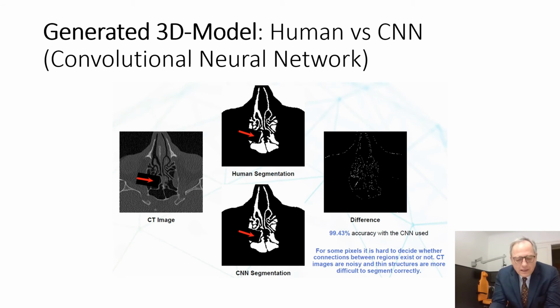Doing a two-class image segmentation, which separates air from non-air parts, delivers an accuracy of over 99% compared to human segmentation, where the CNN is used. The errors on these slides point to thin parts of bone elements.